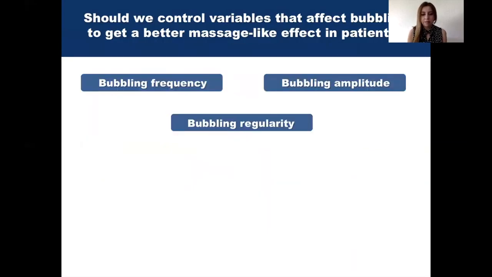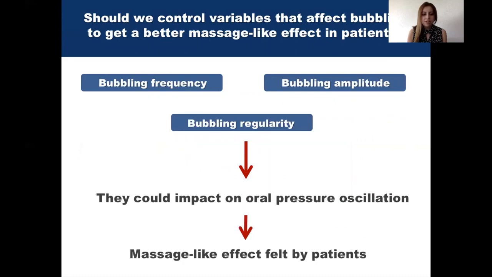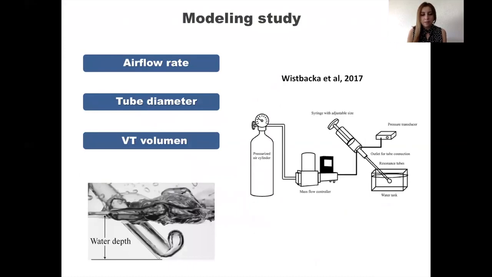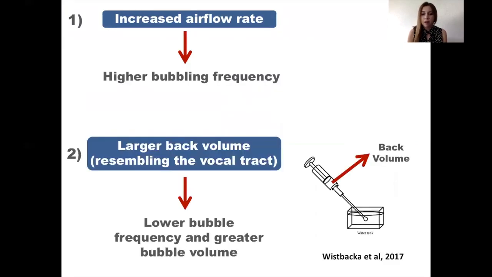Should we control variables that affect bubbling to get a better massage-like effect in patients? There are three main physical characteristics of bubbling: bubbling frequency, amplitude, and regularity. They could impact oral pressure oscillation, causing changes in the massage-like effect felt by patients. In a modeling study by Bisvaga et al., it was found that airflow rate, tube diameter, and vocal tract volume affect the physical characteristics of bubbling mentioned before. The authors found that an increased airflow rate produced a higher bubbling frequency, and a larger back volume caused a lower bubble frequency and a greater bubble volume.